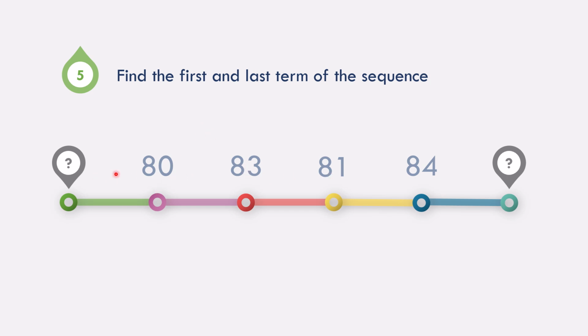So it means here, we need to subtract 2. So 82 minus 2 is equal to 80. 80 plus 3 is 83, minus 2 is 81, plus 3 is 84, and then minus 2 is equal to 82. So the first term is 82, and then the last term is 82.